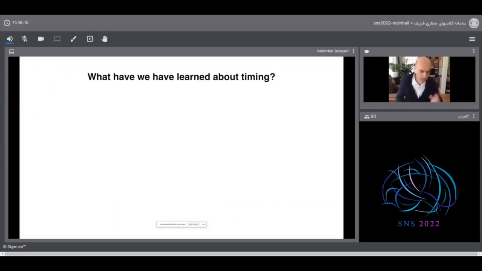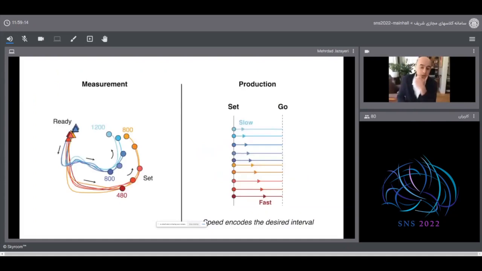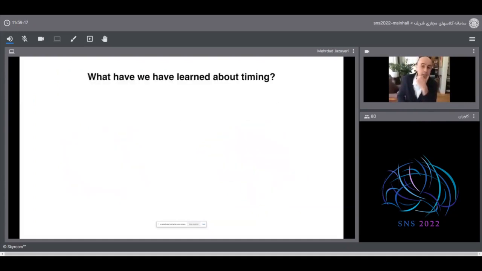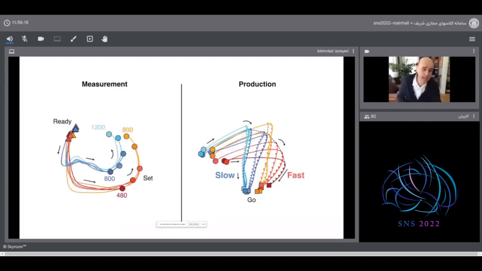Since we're at the end of the time, I want to tell you a little bit about something else, but I'll wrap up here. We have also learned something about what is really happening during the measurement. I guess very quickly I'll tell you, during the production, we have found the speed.